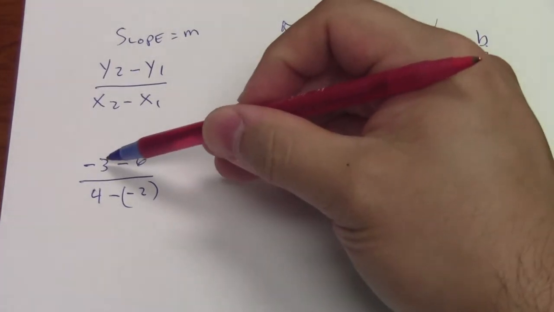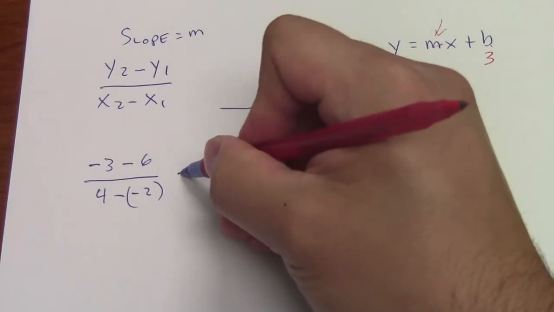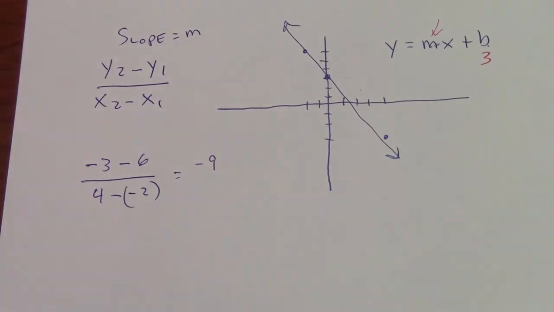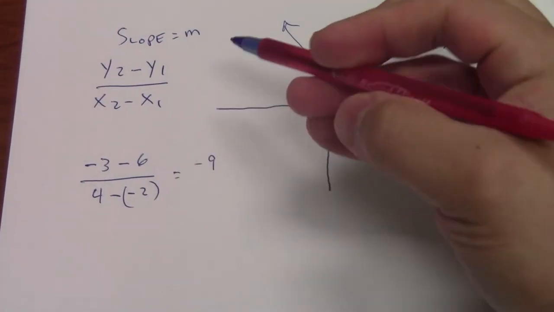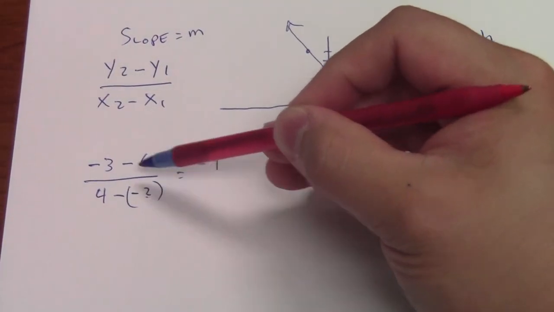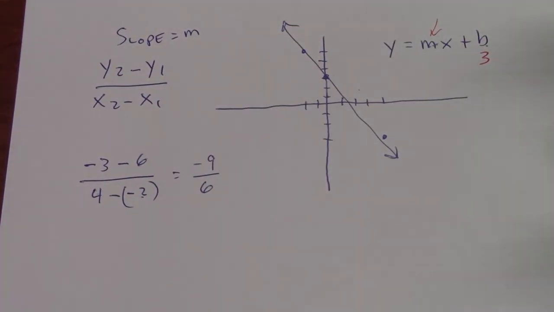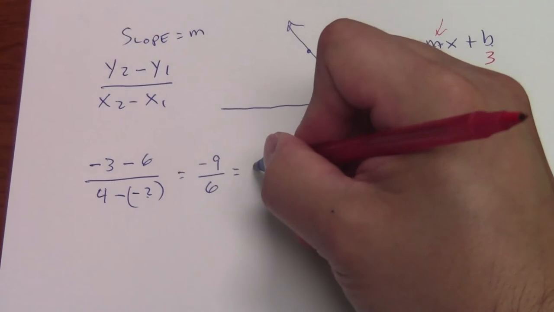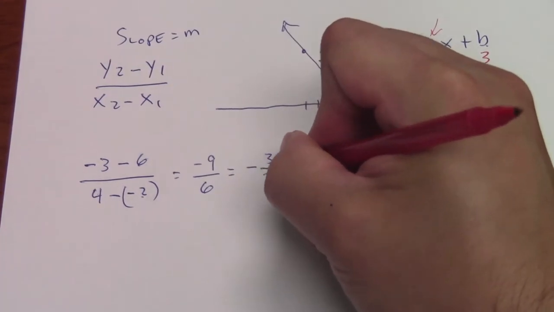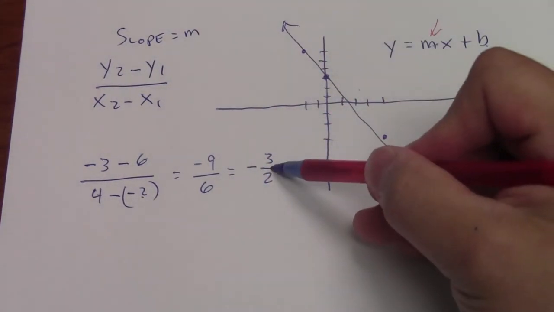All right, so now I got 6 and 3, which is going to give me 9. It's negative. All right, and then over here, negative times a negative is a positive. So we got 4, 5, 6. All right, and then I reduce down. So I end up with a negative 3/2. That is my m.